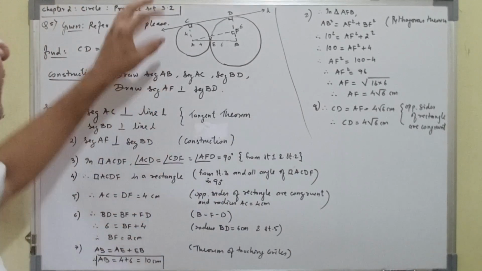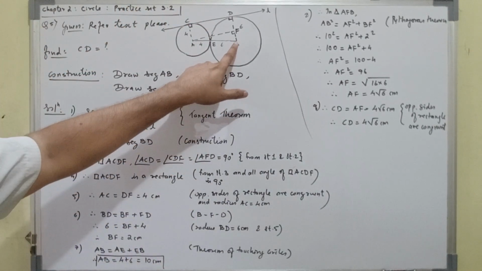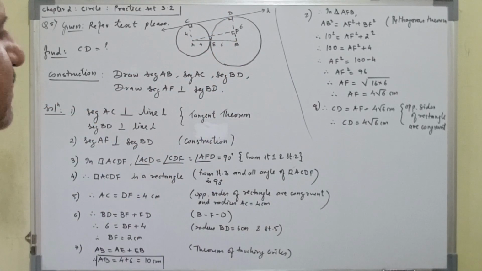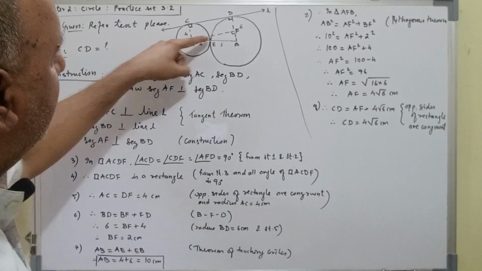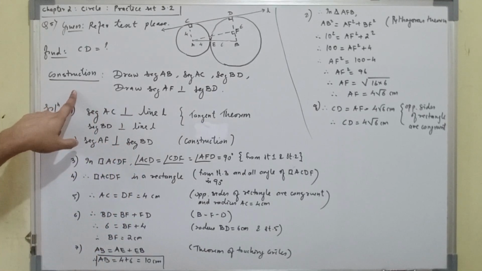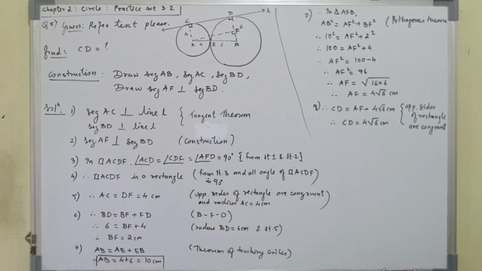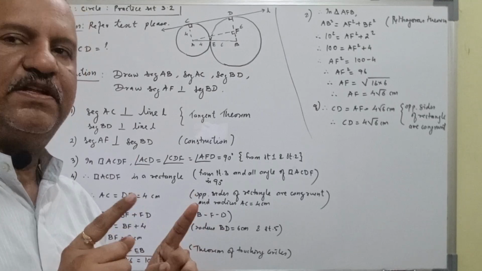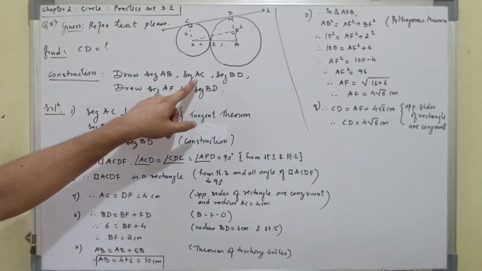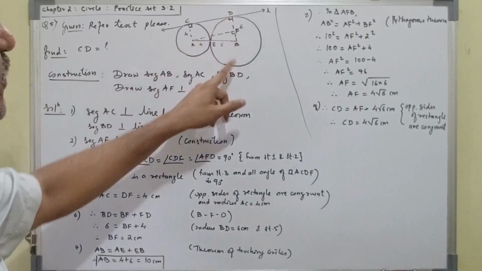Now it's very simple. See, if CA is 4, AE also will be 4. If BD is 6, BE also will be 6 because they are radii of the same circle. We have to draw a construction that is AF perpendicular to BD. Construction: draw segment AB. When two circles touch each other externally, their centers and the point of contact lie on the same straight line. So we establish this straight line AB. Seg AC you draw, seg BD you draw. Now seg AF perpendicular to BD you draw.